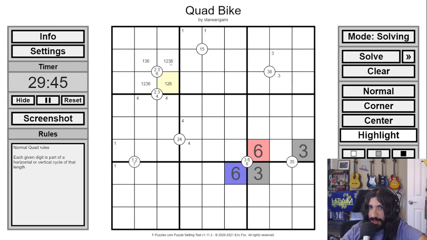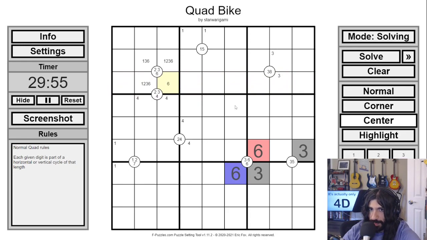Same argument if instead of here the 3 was here. If the 2 is here, they would both be in a horizontal cycle of length that number. That's not kosher. So this thing must necessarily not be a 2. This thing must not be a 2.